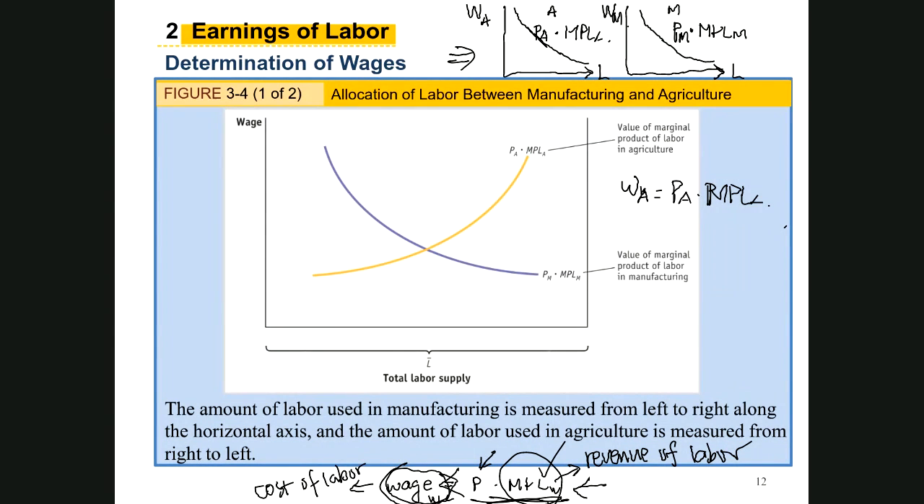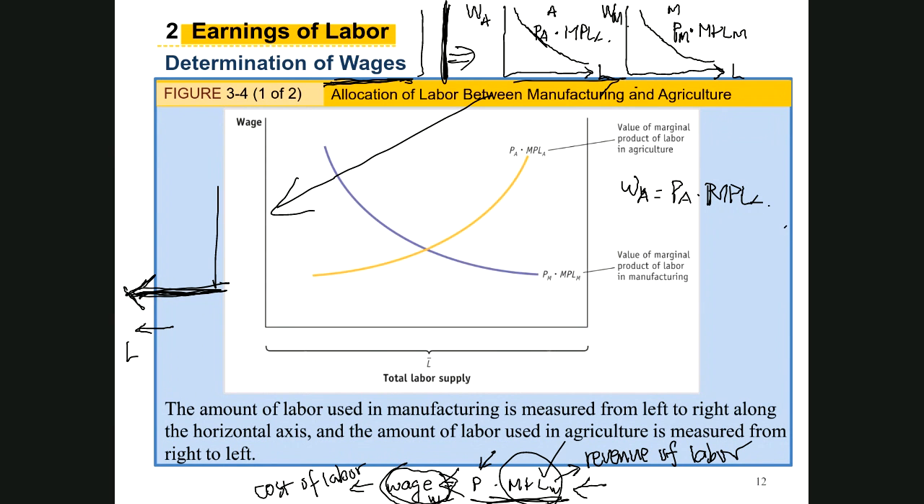So if you can accept this concept, flip this one to make it this way. Sorry, it should be like this. Now, instead of the right-hand side being increasing labor hiring, the arrow toward the left means increasing labor hiring in agriculture. So what will your P_A times MPL_A look like?